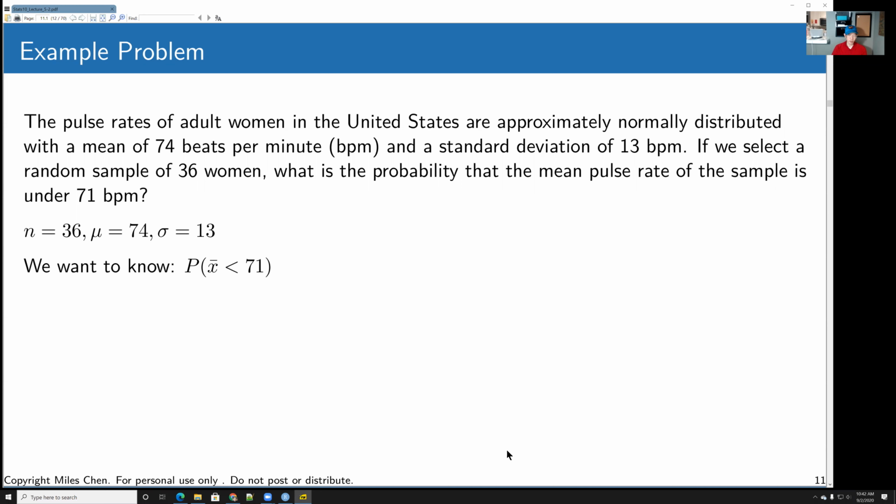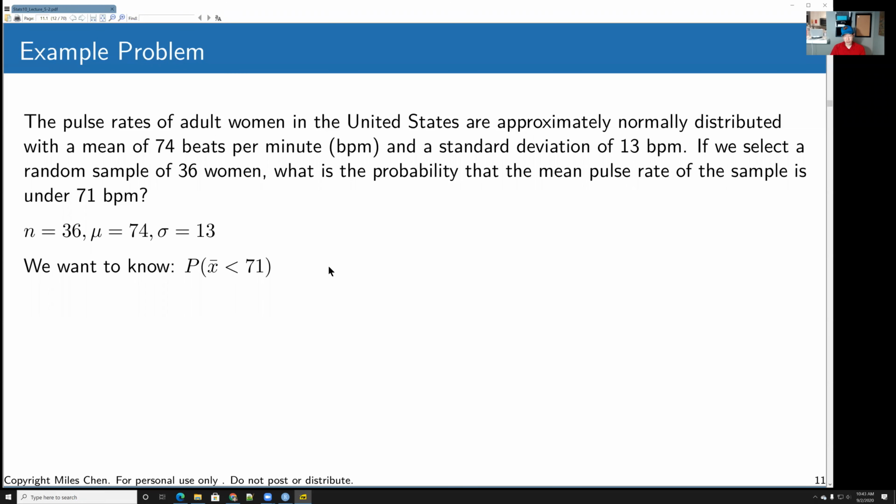So when we set it up, it's good to keep track of the information we have. Here we have n equal to 36. Our mean of the population, mu, is 74. And the standard deviation of the population, of all the women in the United States, is 13. And we want to know what's the probability that the mean of our sample, x bar, is less than 71.